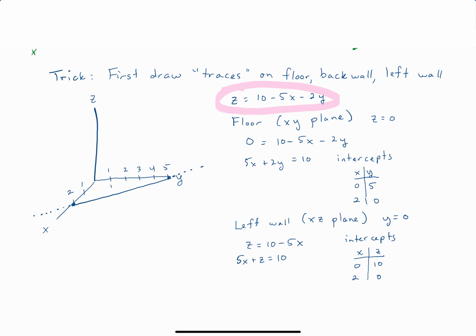So our intercept on the x-axis is at 2, which we actually already knew, but this is a nice kind of check to make sure that we haven't made a mistake somewhere. Okay, and the intercept on the z-axis is going to be at 10, and the line joining them is how our plane is going to intersect or cut the left wall.